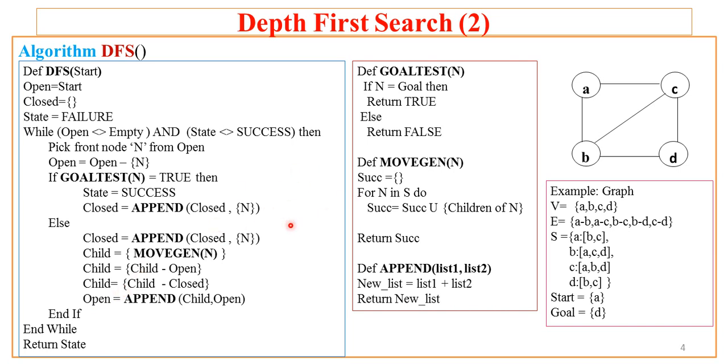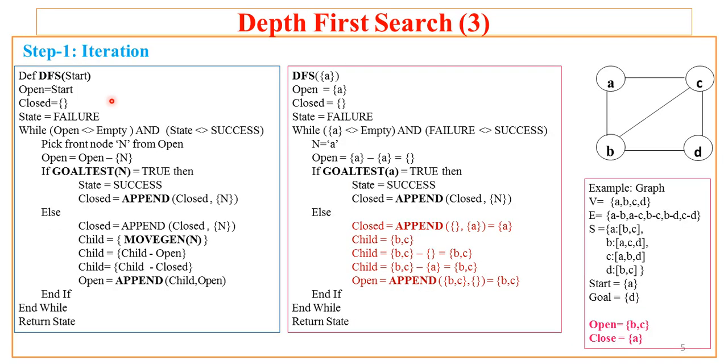Hope you understood the flow of the algorithm, but we'll simulate this algorithm by taking one example. That example is nothing but this graph, which we have already seen in the earlier discussion. So we'll now see the stepwise execution of this DFS algorithm in the subsequent slides. Now we have the same algorithm, and we have been given this graph. The start is A and the goal is D. So we'll start with A.